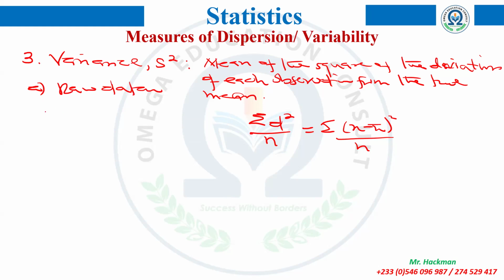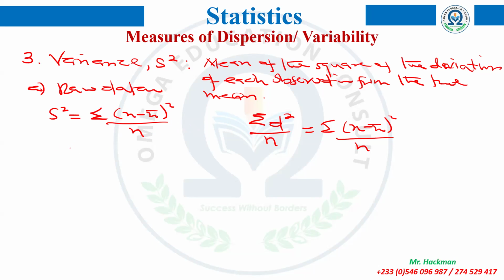Your variance, which is S squared, will be equal to sigma (X minus X bar) all squared over N. However, this formula is easy to quote, but it's difficult to use. Very soon you will know why.